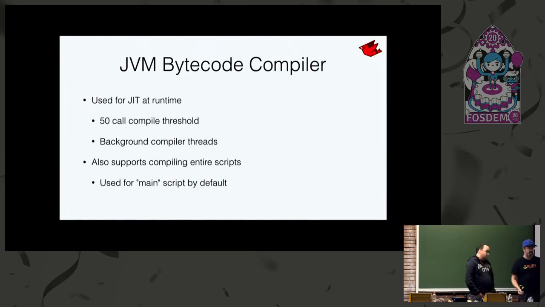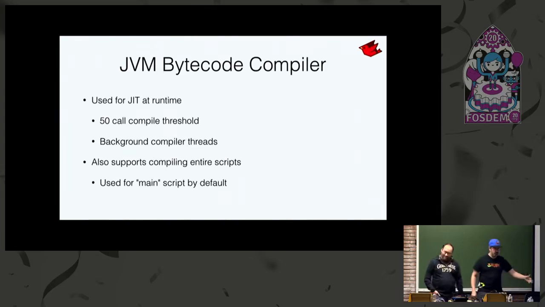So normally the bytecode compiler is used as a JIT. We've used this same call threshold for years, and it's mostly served us well. If a method gets called 50 times or a block gets called 50 times, then we will turn it into JVM bytecode, and eventually the JVM will continue to optimize it from there.